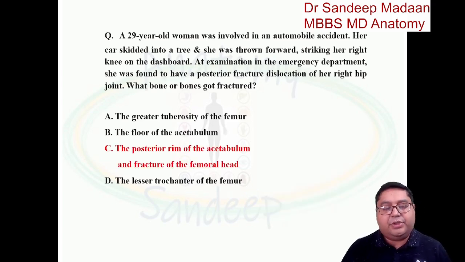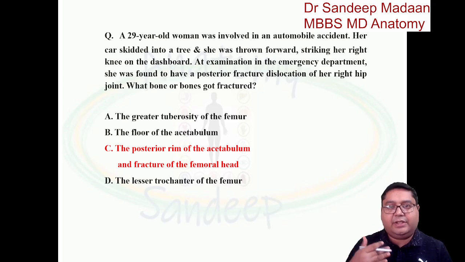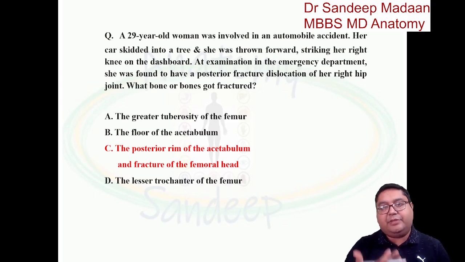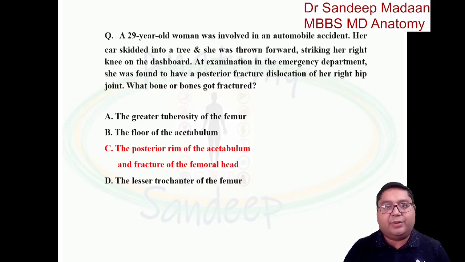Now, answer to this question will be C, the posterior rim of the acetabulum along with the femoral head, because it is the posterior fracture dislocation. So the posterior aspect of the acetabulum will be broken along with the femoral head. So that is a most appropriate answer over here, right? Now let us move on to the next question.